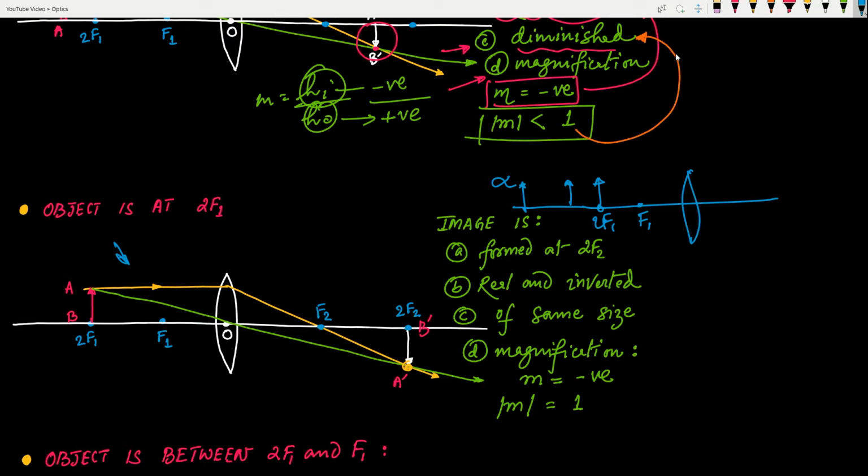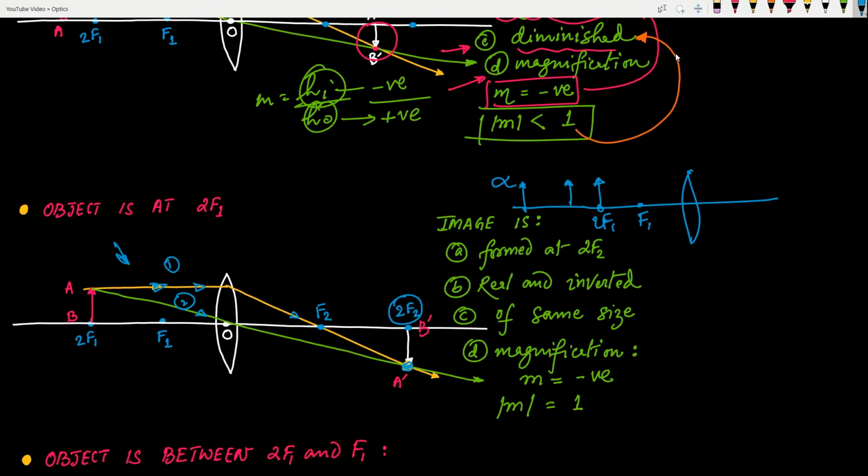So we'll be using two rules, that is, as you can see, this is our first ray and this is our second ray. The first ray is parallel to the principal axis, so after refraction it will go through focus, as you can see here. And the second ray is passing through the optical center, therefore after refraction it will go undeviated, and the intersection point is this one, as you can see. And we can see that the image is formed at 2f2.